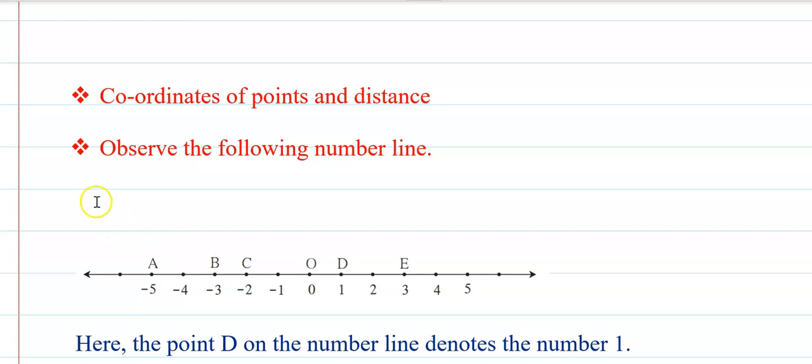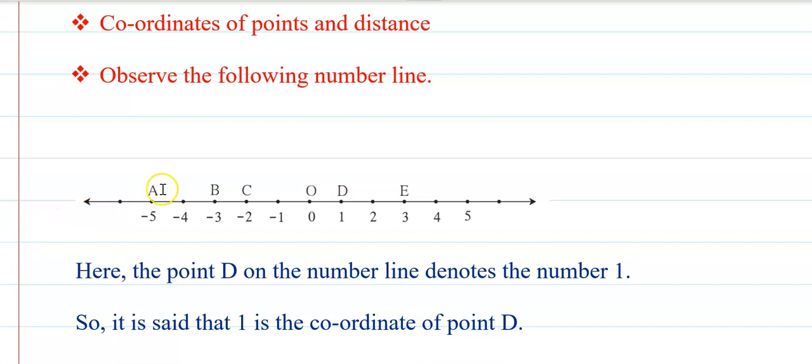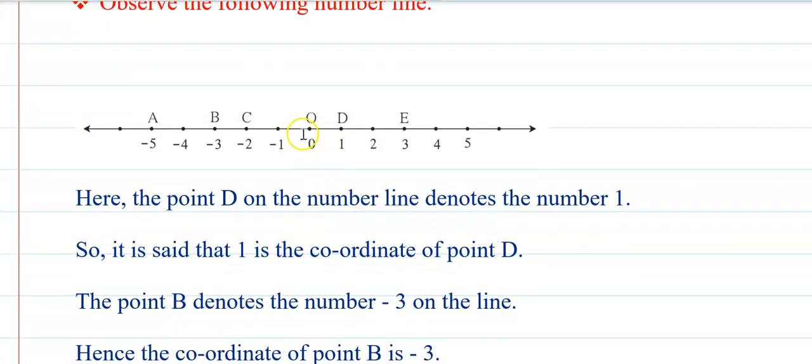How to find the distance between two points? Observe the following number line. This is the number line. It shows this is the origin. D and E are the points on the right hand side of the origin and A, B, C are to the left hand side of the origin. Here the point D on the number line denotes 1. So it is said that 1 is the coordinate of point D.